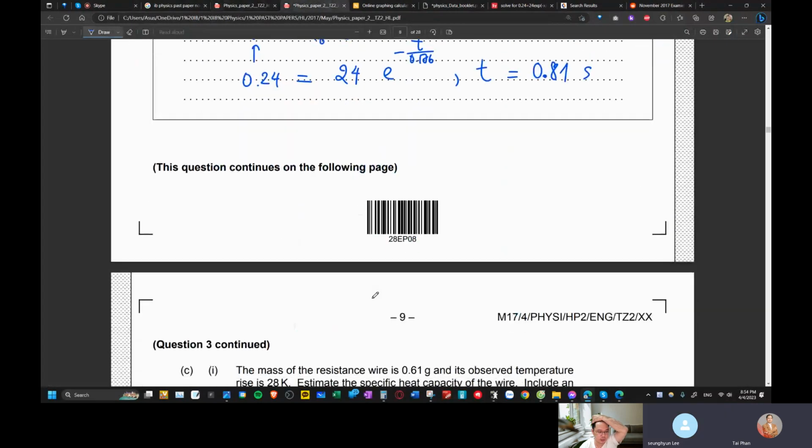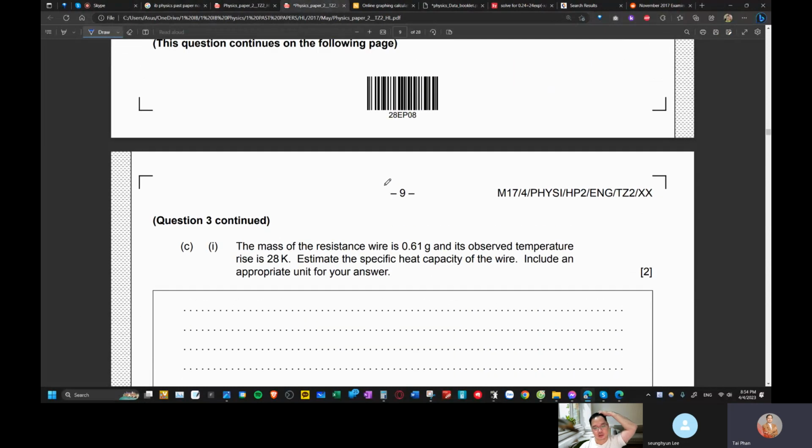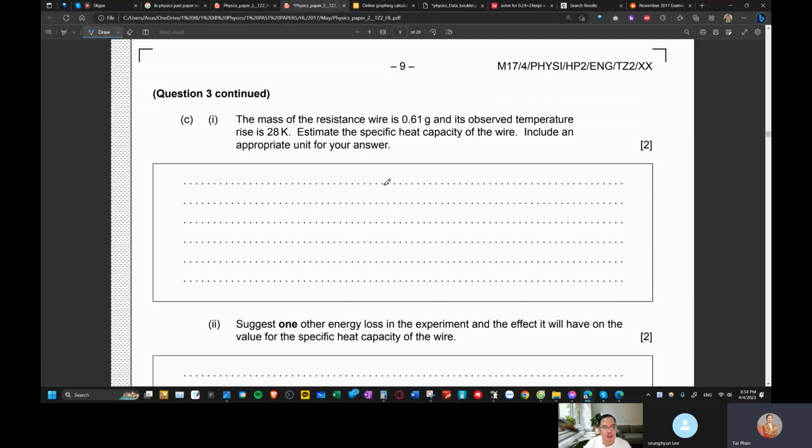Okay, next one. The mass of the resistance wire is 0.61 grams, and it observed a temperature rise of 28 Kelvin. Estimate the heat capacity of the wire. Include proper unit. The formula is E equals m c delta T. We have to determine c. c is E divided by m delta T.